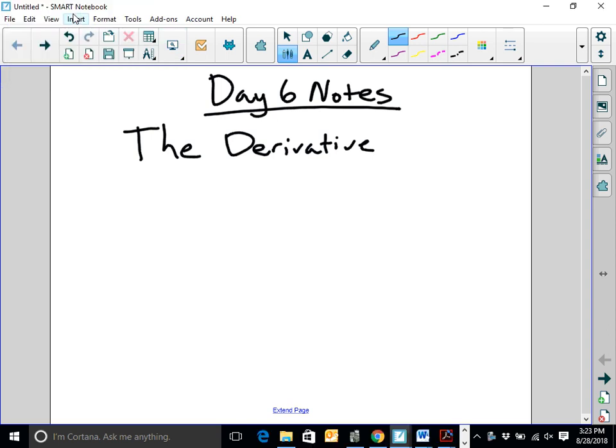Today we're just gonna scratch the surface, get a little introduction into the second really big topic in AP Calculus, which is the derivative. The derivative is super important, and we need limits. We have to learn limits first, because in order to define a derivative and prove it from the beginning, we need limits.